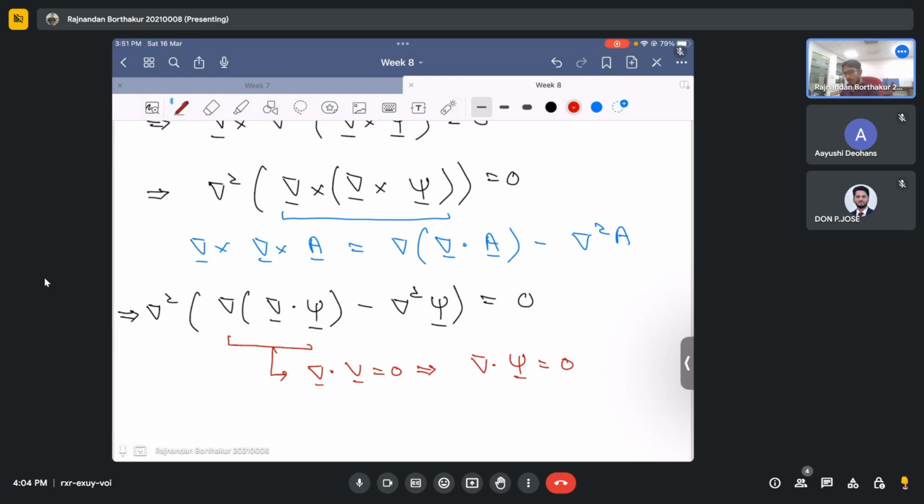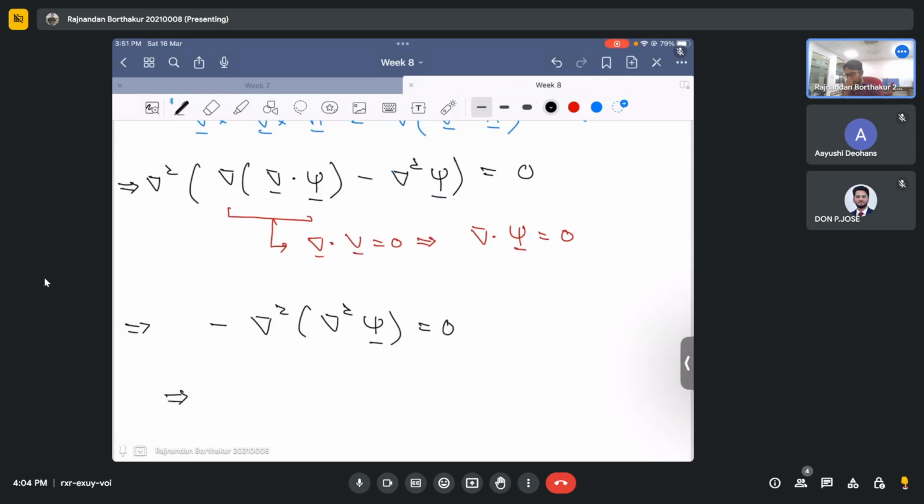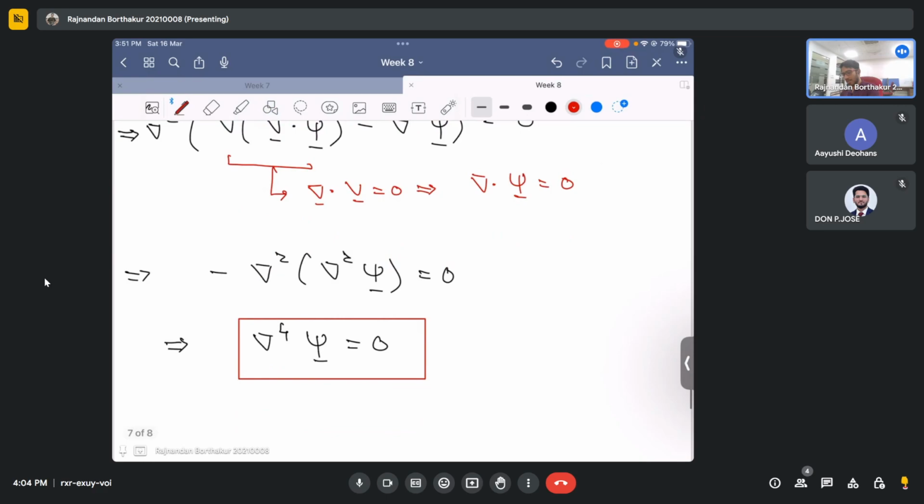So this means we'll just end up getting minus del square of del square psi bar equals 0, and this would just be del power 4 psi bar equals 0. So this is your actual equation which the stream function vector satisfies. This is the equation that psi bar satisfies, which is essentially a fourth order equation, as you can see.